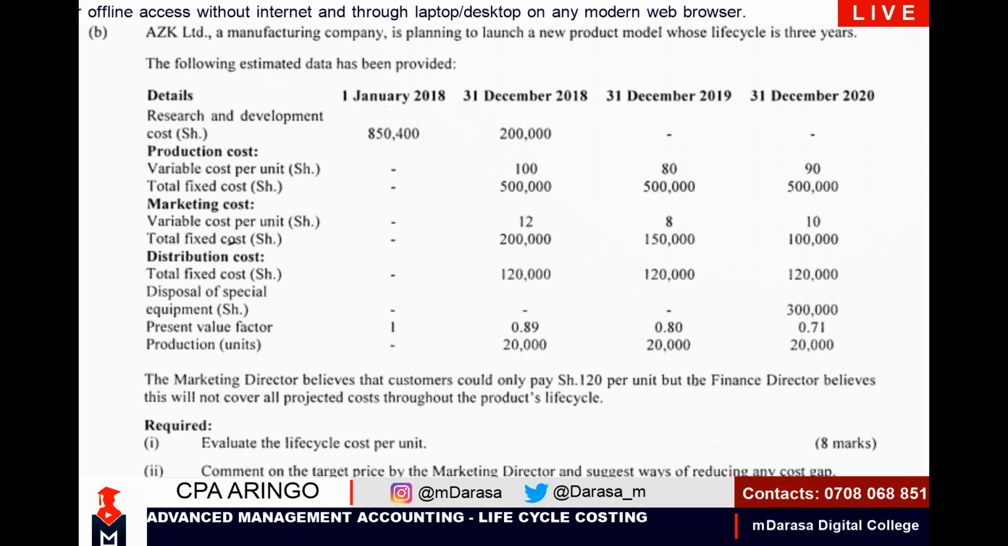Questions on life cycle costing are always very simple, so long as we open our mind wide unto that. So let us work it out, my good students.